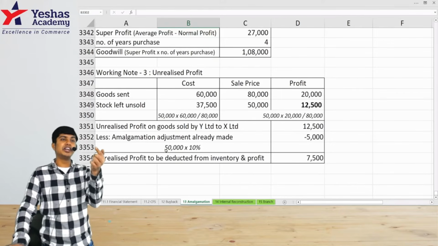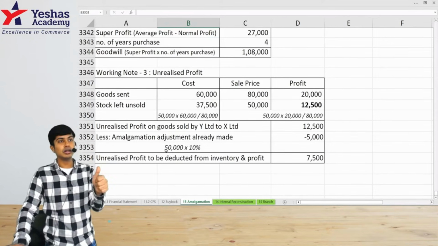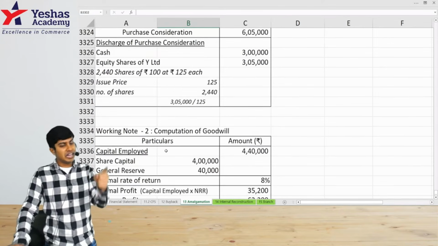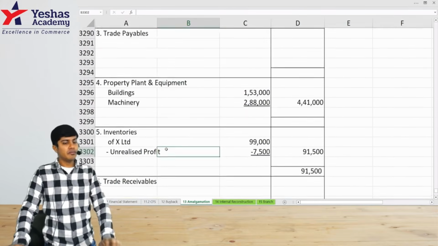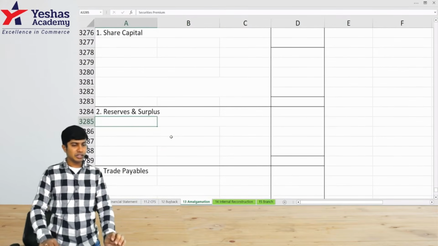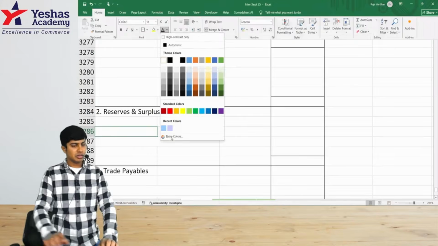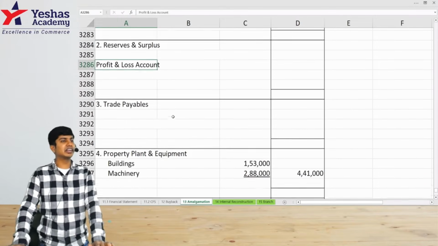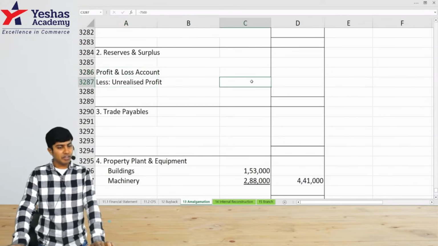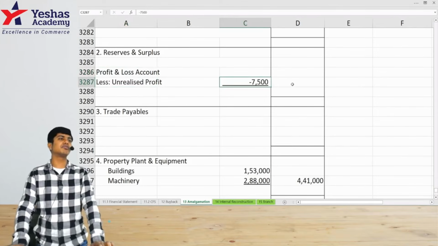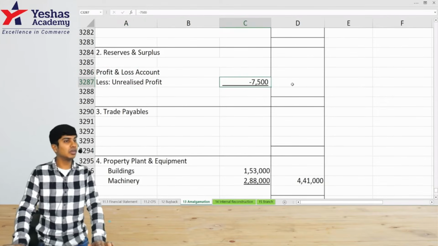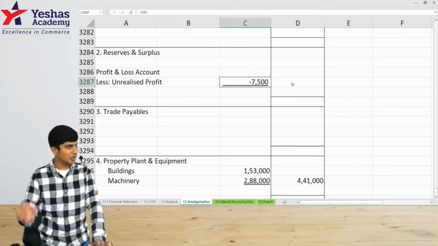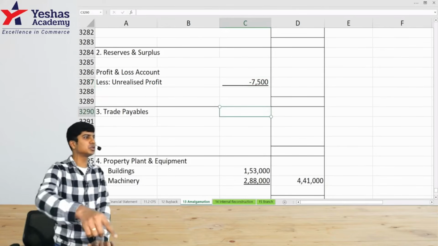Unrealized profit should be eliminated from stock and profit. Who sold? Y Limited. Y Limited's profit has to be reduced. Y Limited's profit we don't know. They should have given, no? They have not given. That is the reason this is extract. If they had given, from that I would have reduced unrealized profit of 7,000, not 12,500. Inventory now I'm reducing 7,500. Here I'll reduce only 7,500.